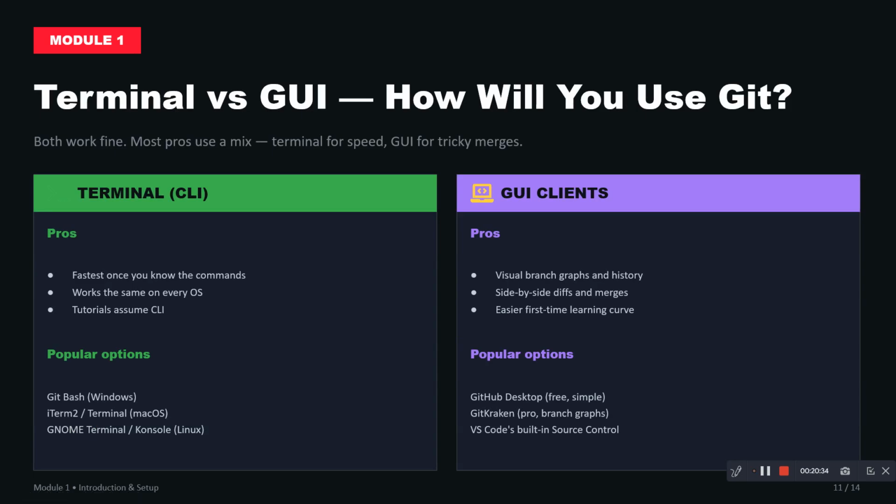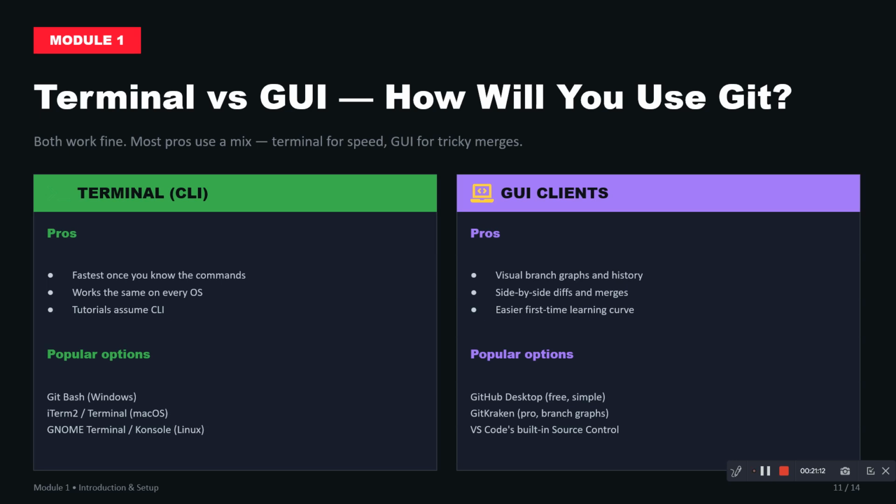Then finally, once we did all the setup, it is on the user to know how he wants to work, whether he wants to use the terminal or the GUI kind. What are the disadvantages and advantages of using the terminal as well as GUI clients? So the first advantage of using terminal is it is the fastest once you know all the commands. The typing is easy and works the same on every OS. So irrespective of whether you are using Linux, Windows or Mac, the commands work the same way.